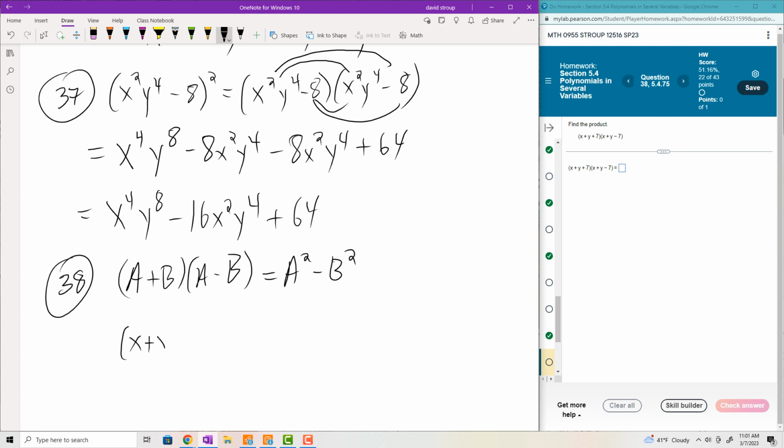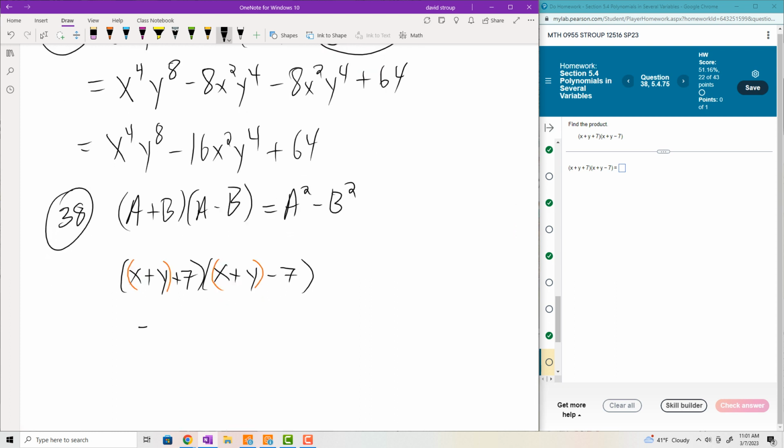If you don't like this method, you could just sit there and distribute out 3 times. That'll work as well. But the kind of clever way is to think of it as the a is the x plus y, and the b is the 7. Okay? So when you multiply it out using the formula, you'll get a squared, which is that x plus y, minus the b squared, which is the 7. So 7 squared is 49.